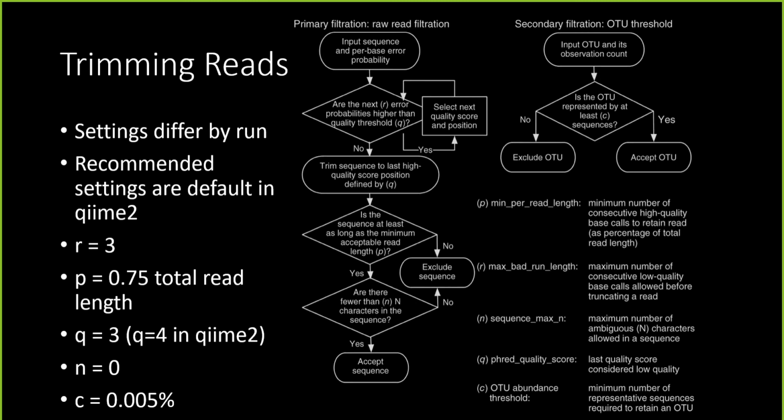Yeah, it's a lot, so we won't go into this, but just know that there's a quality trimming step. It's fairly simple, fairly straightforward. You're just getting rid of bad areas. You're cutting down the length of the fragment so you have good quality data. And the default settings that QIIME2 uses are going to be perfectly fine.